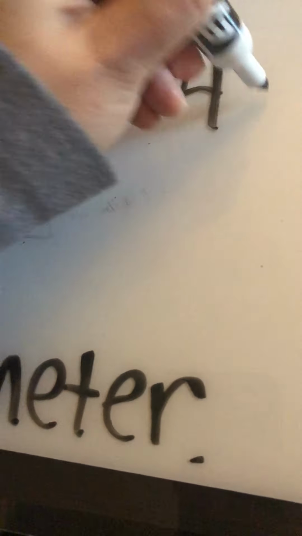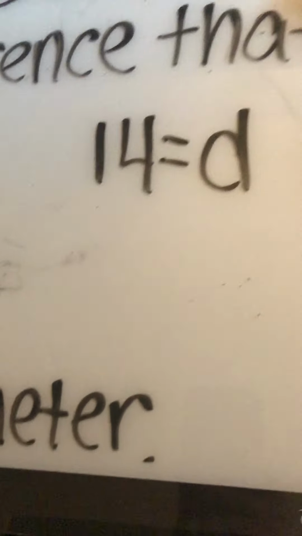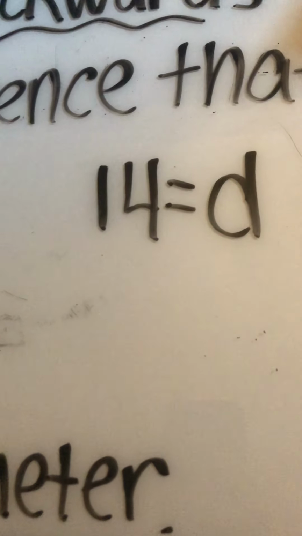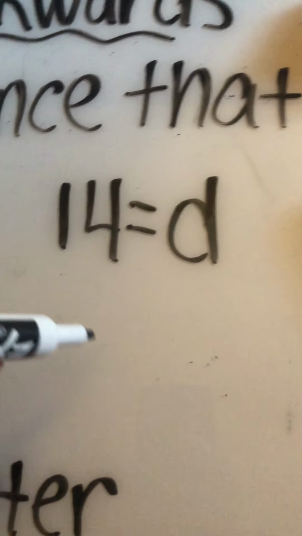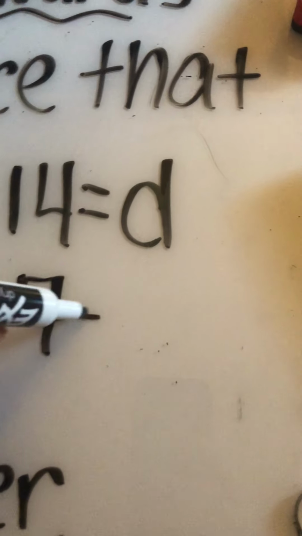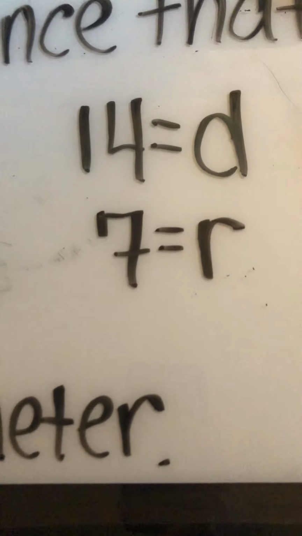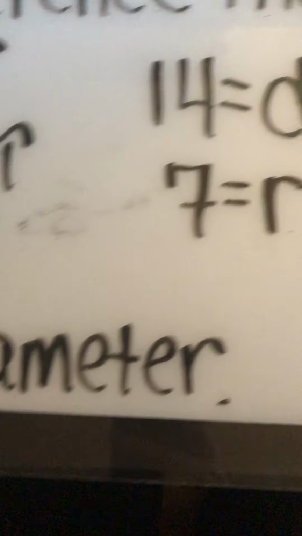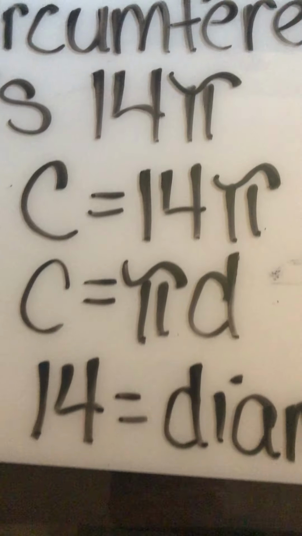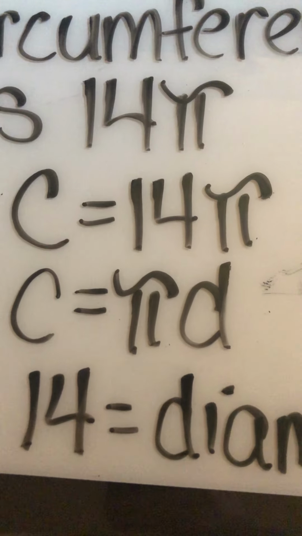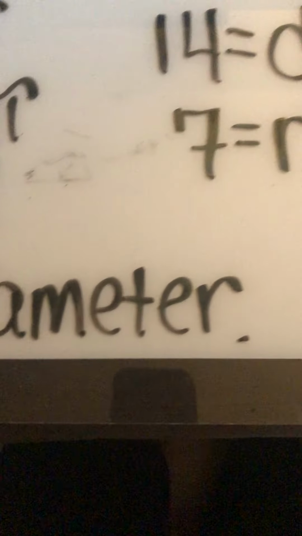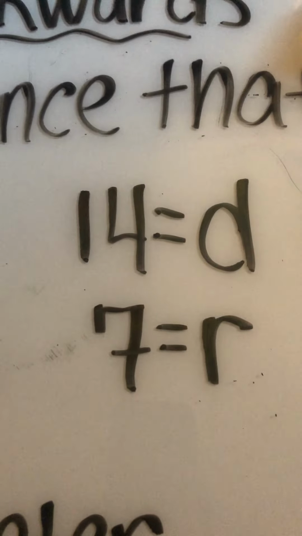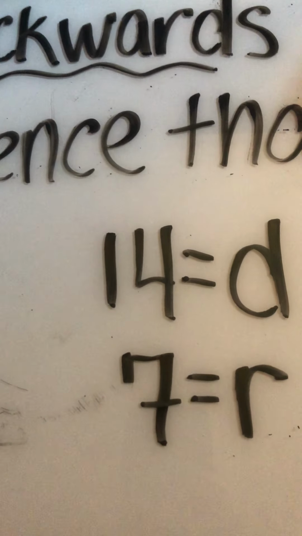If 14 is the diameter, then we can also figure out our radius. And again, that is the understanding that two radiuses make up a diameter. So if we split the diameter in half, then that will be 7, which is our radius. So we were able to get all of that information just from being told that our circumference was 14 pi. If it's 14 pi, again, we know that 14 is our diameter. And since 14 is our diameter, then 7 is our radius.